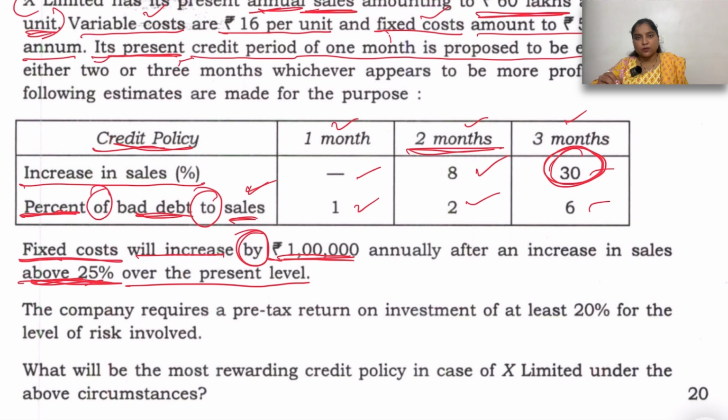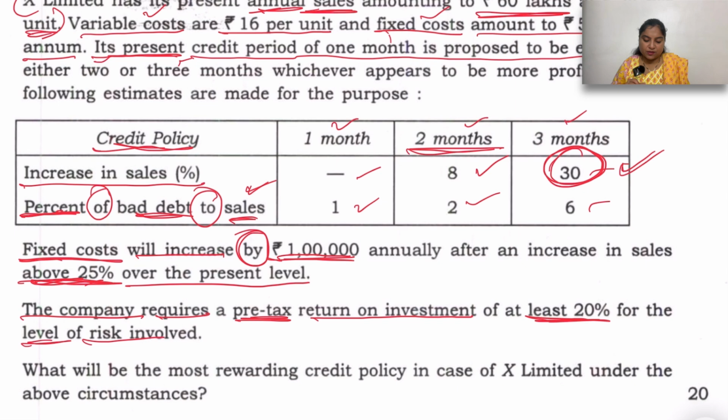So when the company is planning for the 3rd month credit policy, you can feel that your fixed cost is going to change. Agree? The company requires a pre-tax return on investment of at least 20% for the level of risk involved. So what is the kind of risk we can say here? The risk is related to the debtors, because we are calculating everything from the debtors' viewpoint here. What will be the most rewarding credit policy? So the question is, what will be the most rewarding credit policy in case of X Limited under the above circumstances?